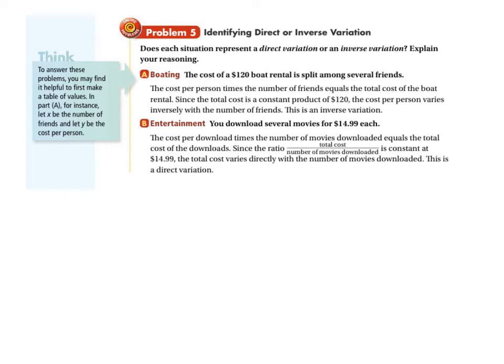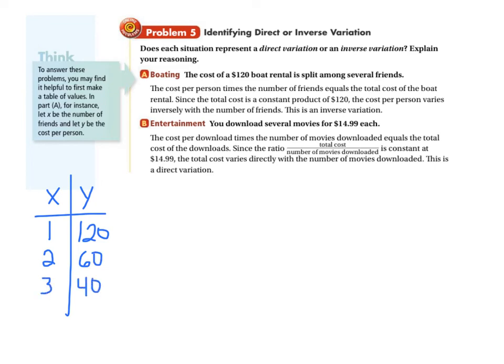I'm going to make a table of values because I think that's a little easier with the boat. So x is the number of friends and y is the cost per person. If one person rents it, it's $120. If two people rent the boat, it's only $60 per person. If 3 people rent the boat, it's only $40 per person, because then it adds up to the total that you need, which is $120. Well, as you look through the table, x is going up, y is going down. This is an inverse variation because you're splitting it between the 3 of you, or the number of people, however many of you there are.